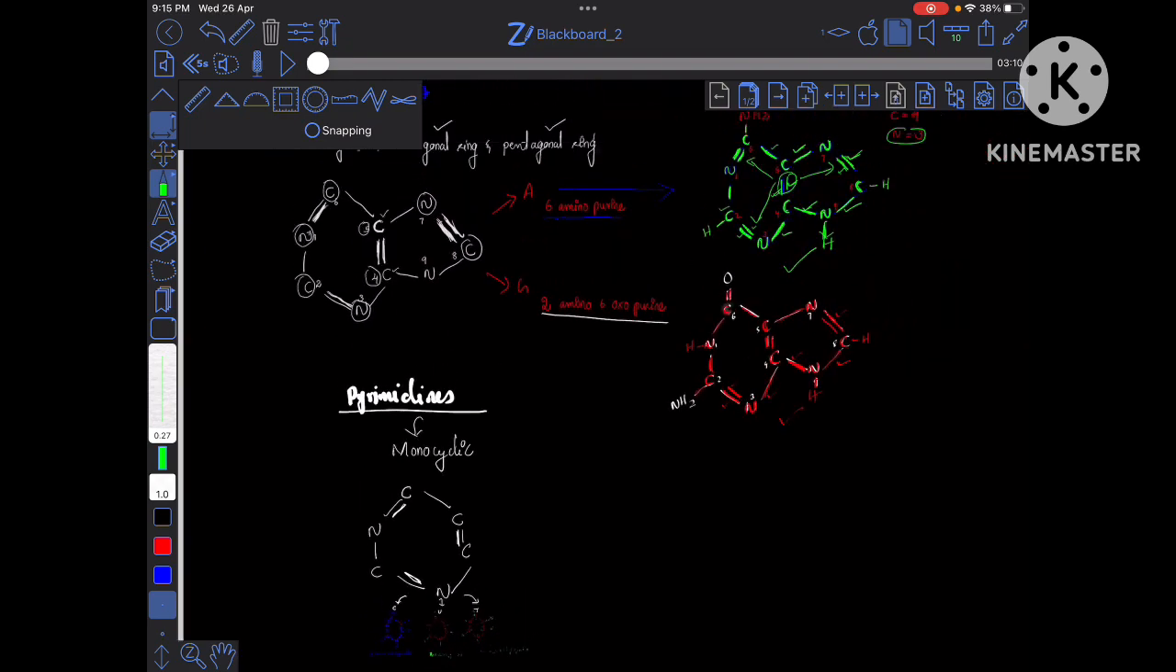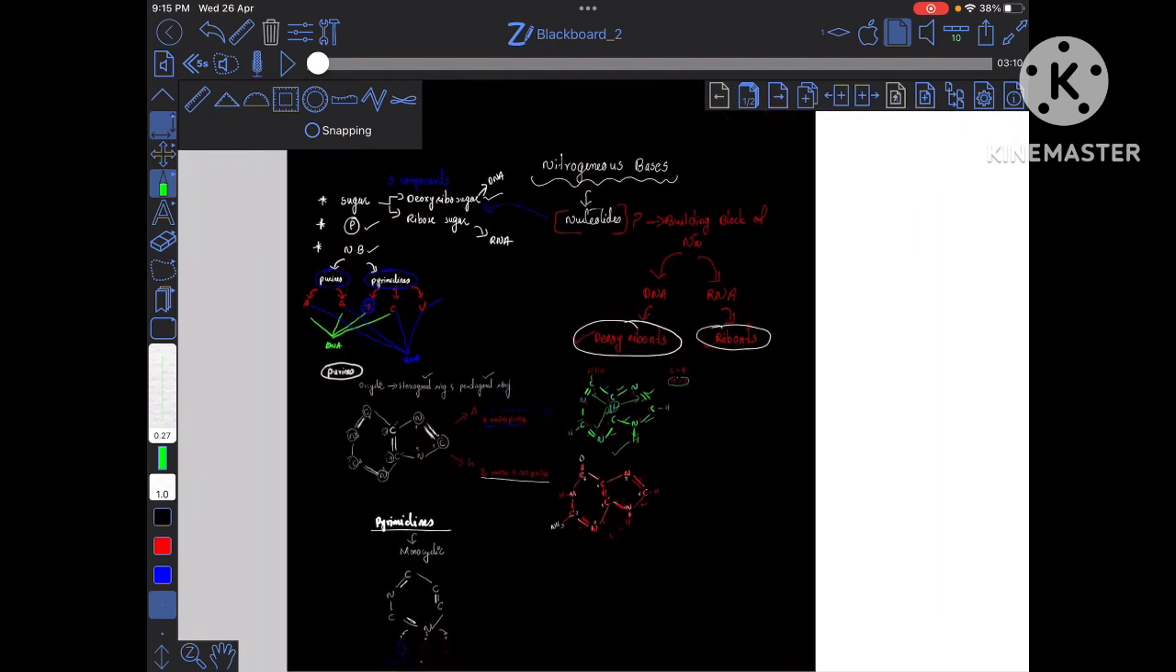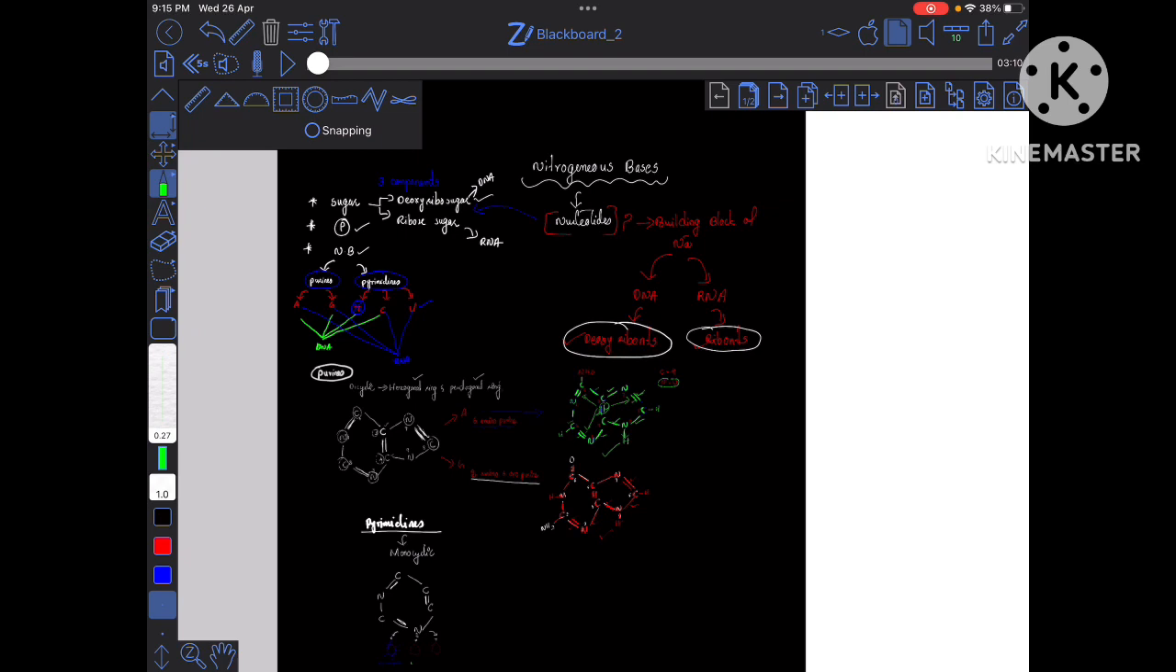So this is all about the general structure of all the nitrogenous bases.